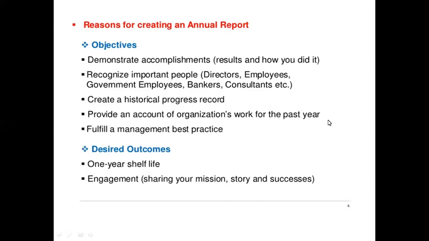Then fulfill a management best practice. It must show how your management worked well. Obviously to run any organization, we have to put most of the focus on what are the things that management has done, and management controls that organization. So for this reason, it's really important to know that strategies. Then desired outcomes is what were our hopes, what we achieved.